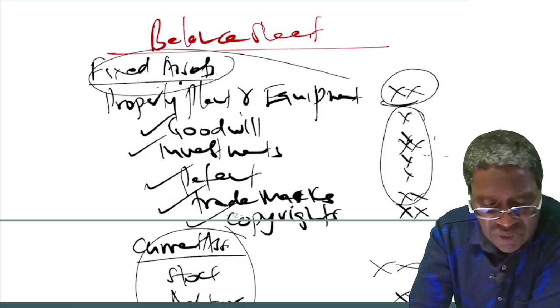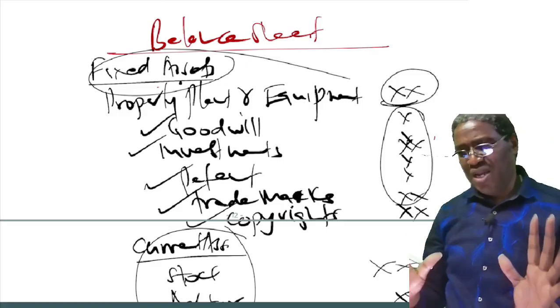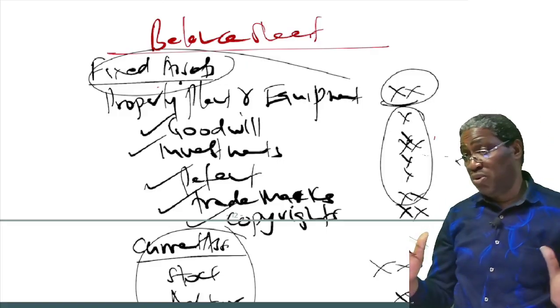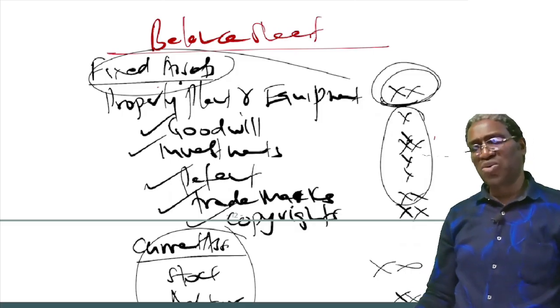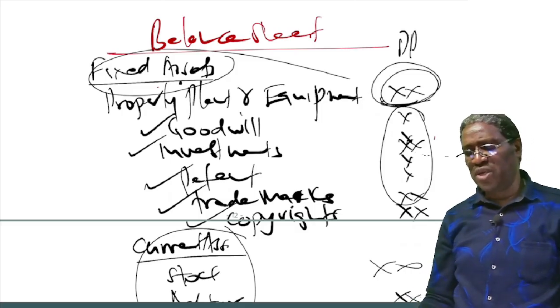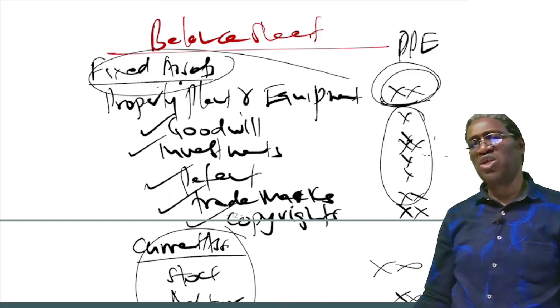Okay. So that's all we can say about that. As far as the balance sheet is concerned, you now know the key important point: just bring in the figure called property, plant, and equipment. In short, we normally call it PPE.